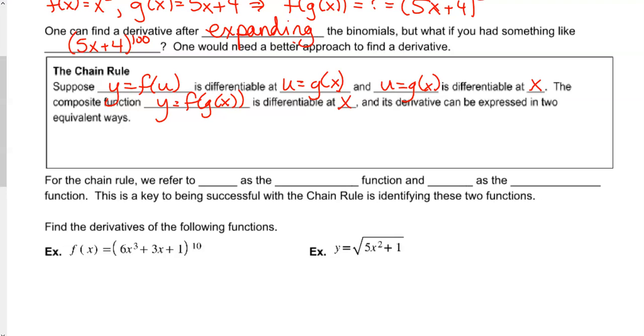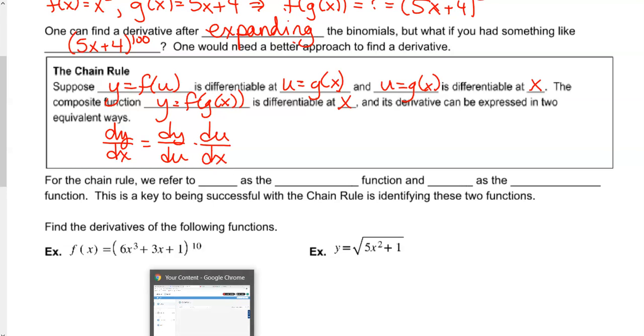One of those ways we could write in terms of dy over dx. So dy over dx would come from taking the derivative of this one with respect to u, so dy over du, and then multiplying that by the derivative of this one with respect to x, so du over dx. So that's one way to do it. That's not normally the way that I like to see it. This is more of an implicit fashion.